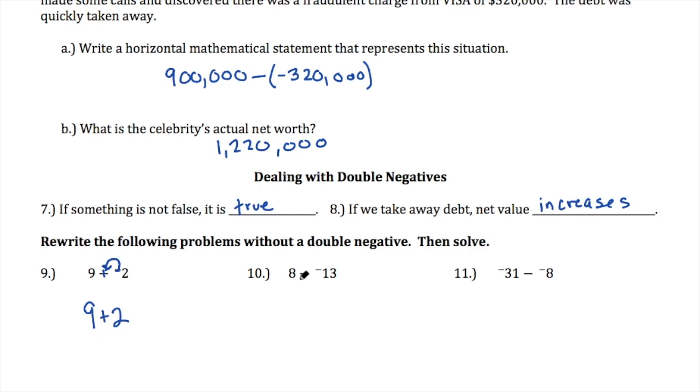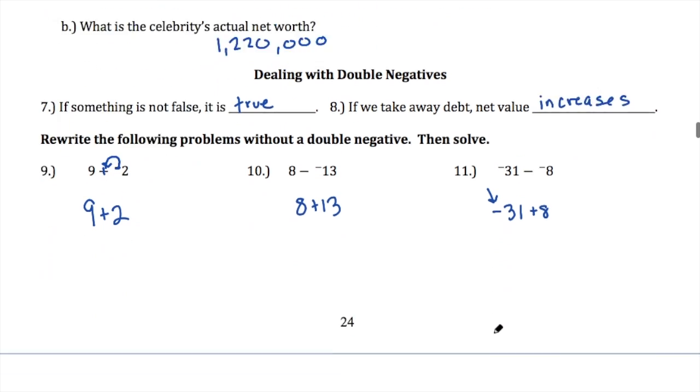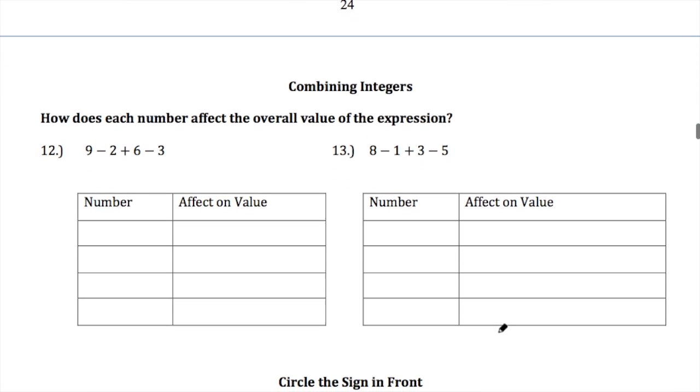If you want to think about it, the one little minus sign flips over, kind of crosses with the other to make a plus sign. In number 10, we can say 8 minus negative 13 is 8 plus 13, and in number 11, negative 31 minus negative 8 is negative 31 plus 8.